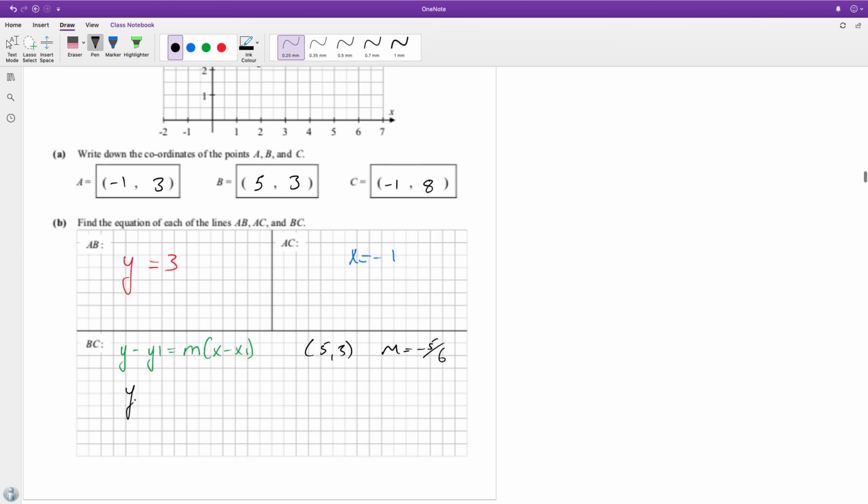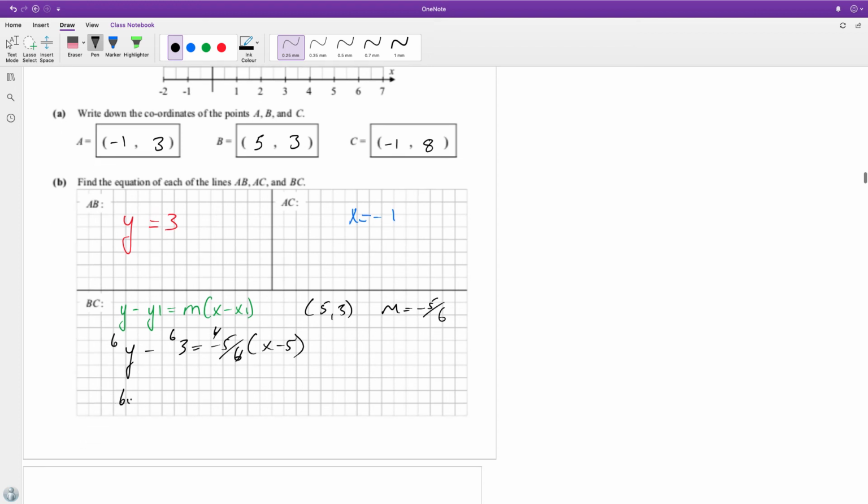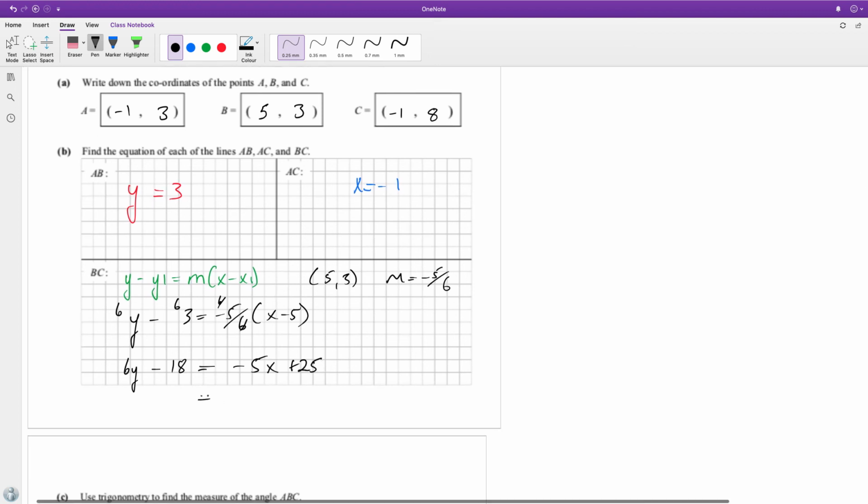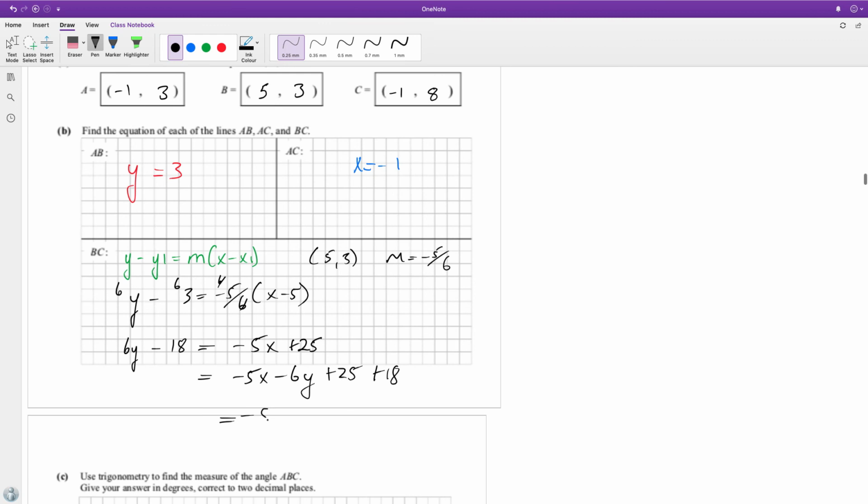So that's y minus y1, minus 3, is minus 5 over 6 times x minus 5. Is that okay? Multiply across by 6. They cancel. 6y minus 18 equals minus 5x plus 25, so 5x plus 6y minus 25 plus 18 is equal to 0, which gives 5x plus 6y minus 7 equal to 0. That okay, guys?